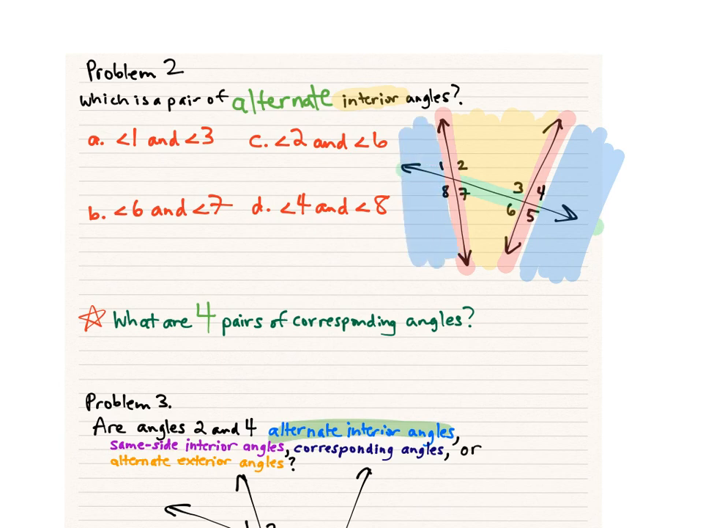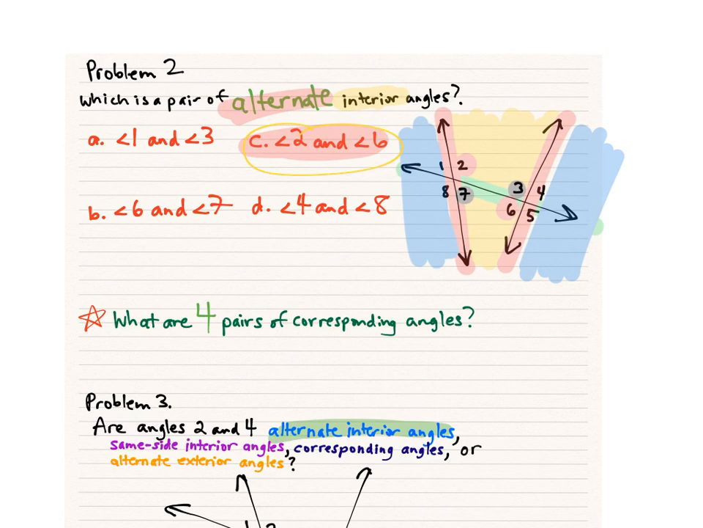So here we only want interior, and then alternate means alternate sides of the transversal. So 2 and 6, oh yeah, there it is. The other one is 7 and 3, but that's not listed here. So this is our answer in our multiple choice.